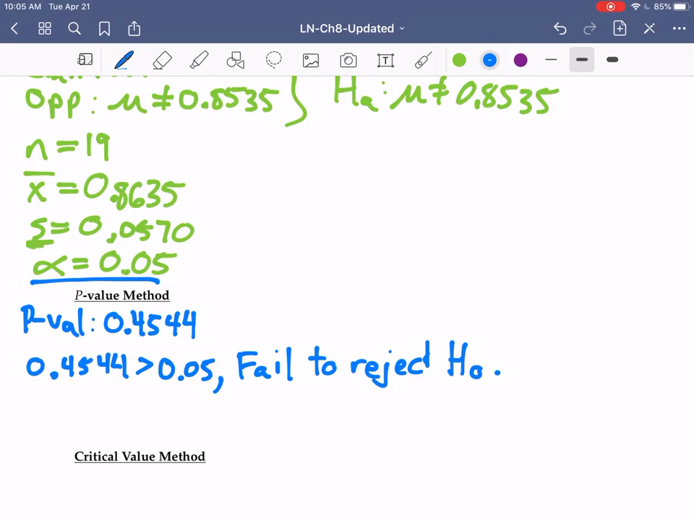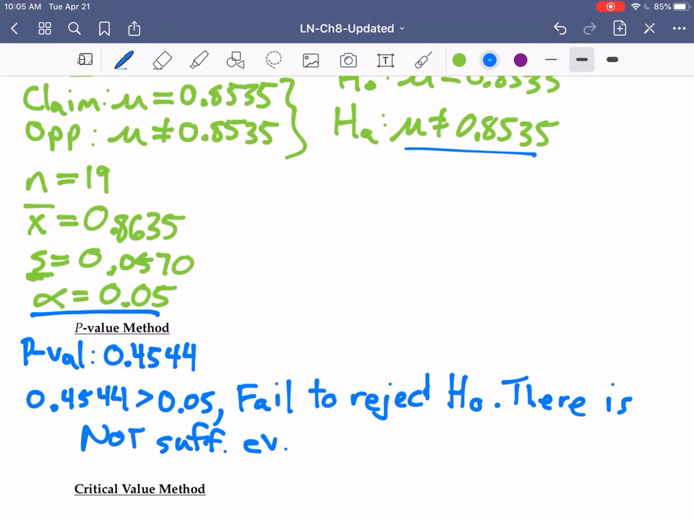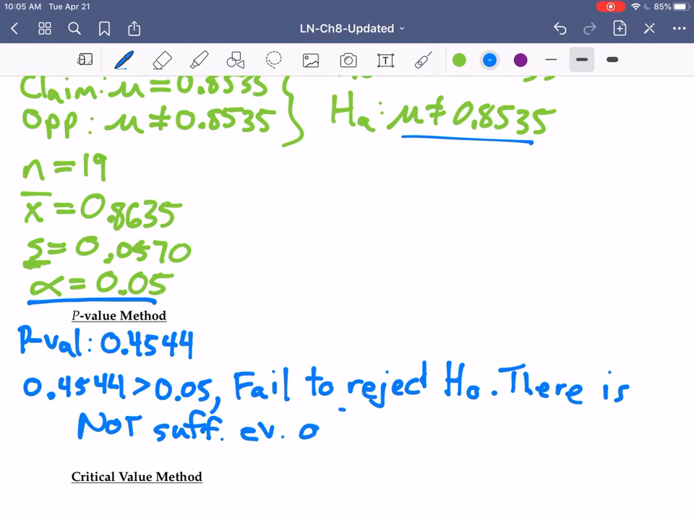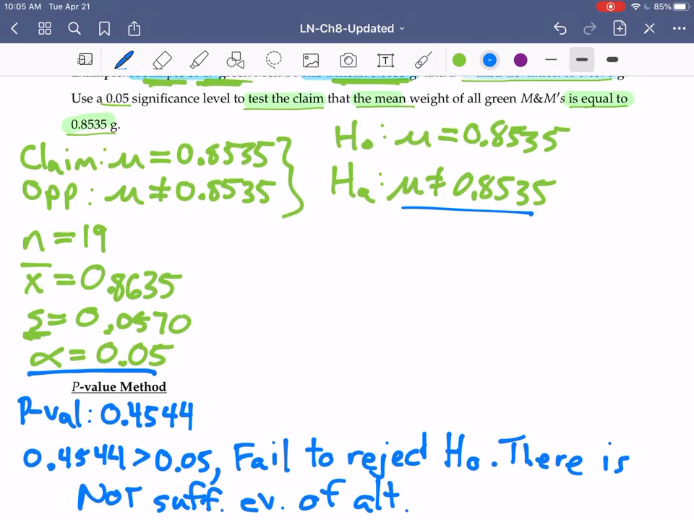So there is not sufficient evidence to say that the mean is not 0.8535. There's not sufficient evidence of the alternative. It is reasonable to believe the null hypothesis, that the mean is actually 0.8535.